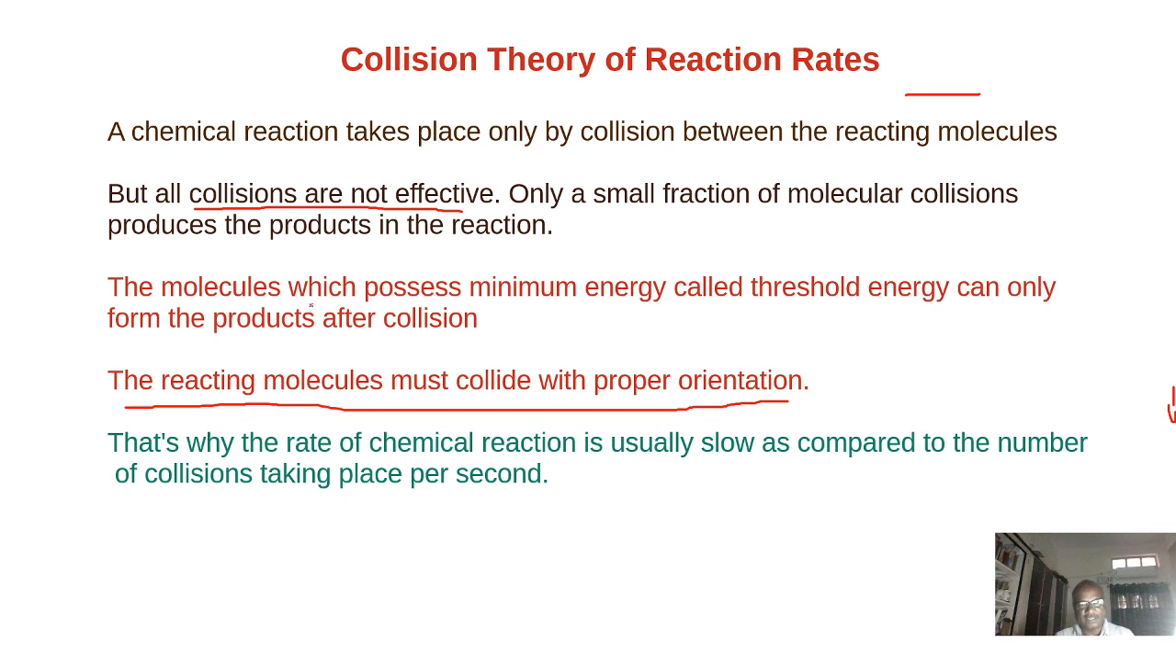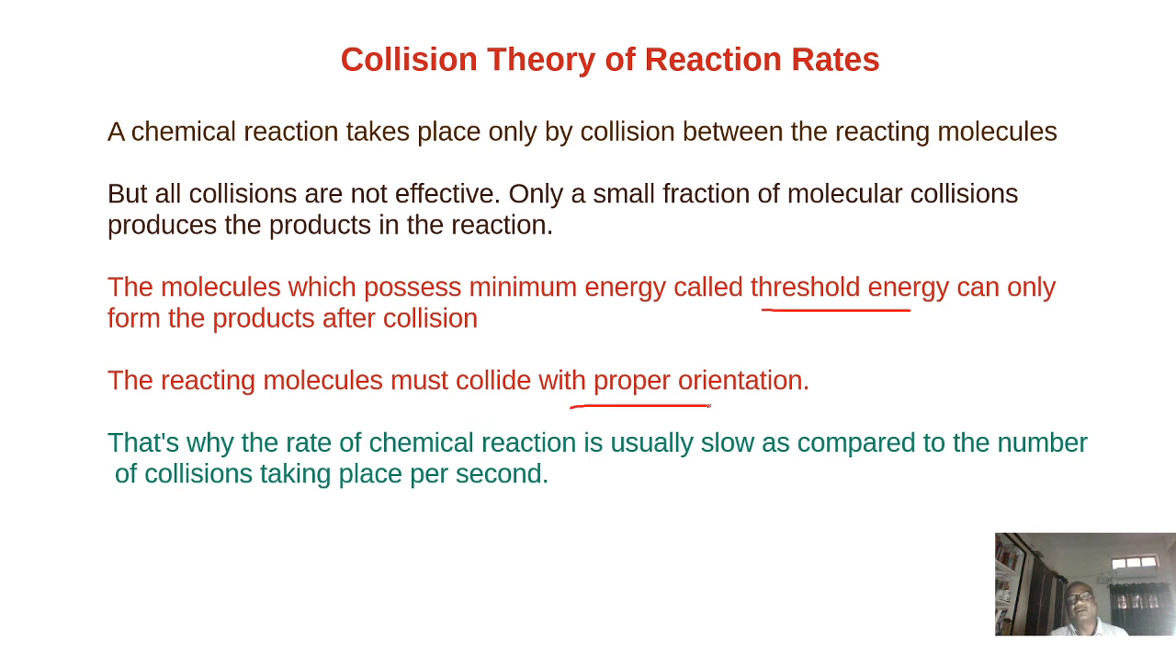So among the reactant molecules, all molecules will not possess the minimum energy, which is called threshold energy. Only a few molecules will possess threshold energy. They only form the products in the reaction. What is the second one? The second one means when these collisions are taking place between the molecules, these collisions may or may not take place with proper orientation. So in order to form the products in the reaction, two points are important. One is the reactant molecules must possess a minimum energy, which is called threshold energy. What is the second one? The second one is the collision must take place with proper orientation.